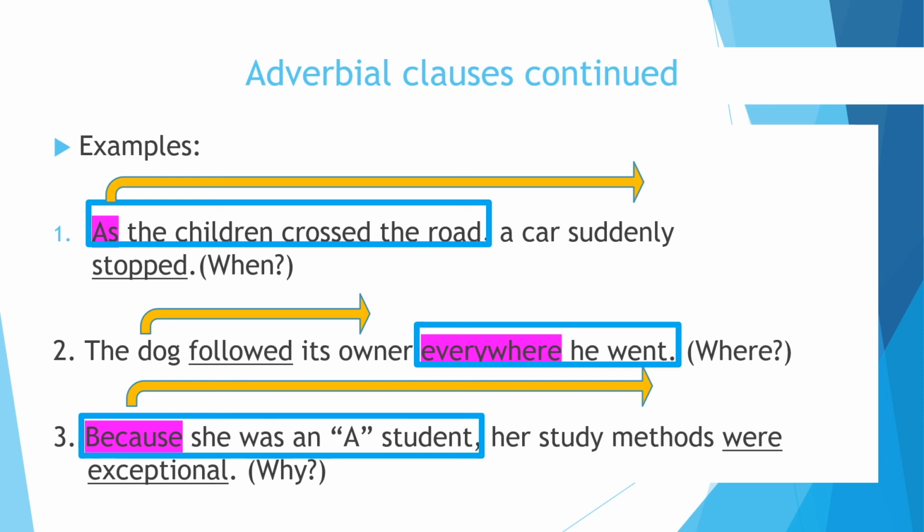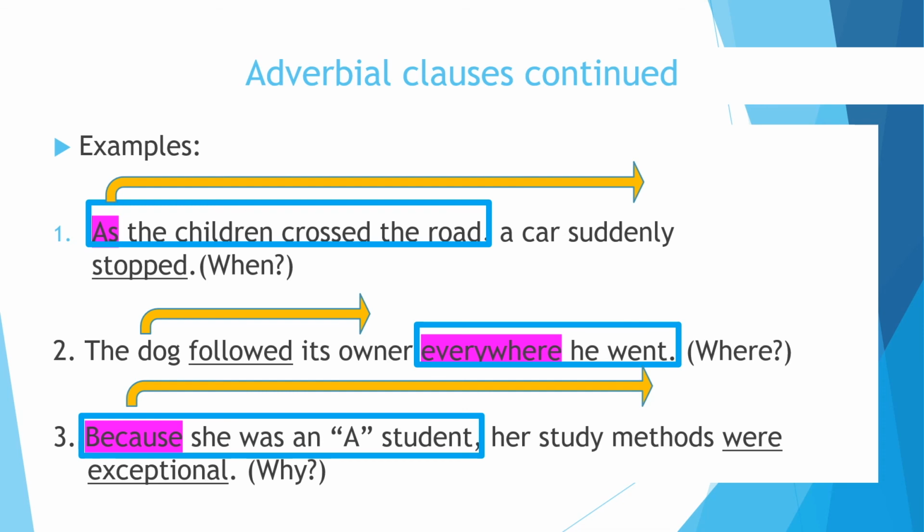Number 2. The dog followed its owner everywhere he went. Everywhere is a conjunction. Is "everywhere he went" a dependent or an independent clause? It is a dependent clause. Now we need to ask ourselves, does it tell us more about the noun or the verb? Where did the dog follow its owner? Everywhere he went. Thus, "everywhere he went" is an adverbial clause of place.